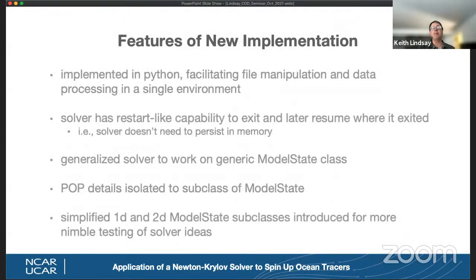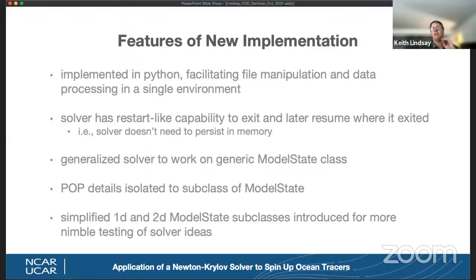It was implemented in Python, facilitating file manipulation and data processing in a single environment to reduce the duplication of data in different environments. The solver has a restart-like capability, so you can exit and resume later where it exited. So the solver doesn't need to persist in memory. This means that you don't have to have a single long-term running master process. It's generalized: Newton's method doesn't have stuff about our ocean model embedded in it.